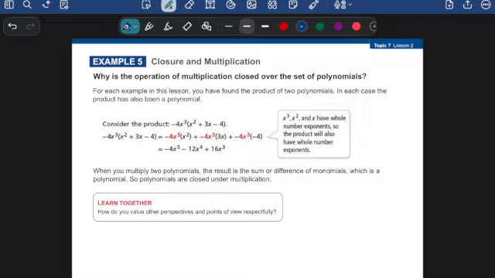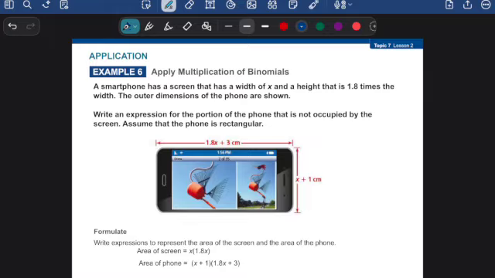I'm still going to have more than one term. So multiplication is also closed, meaning I will end with a polynomial if I'm multiplying a polynomial. Our application problem, multiplying polynomials.